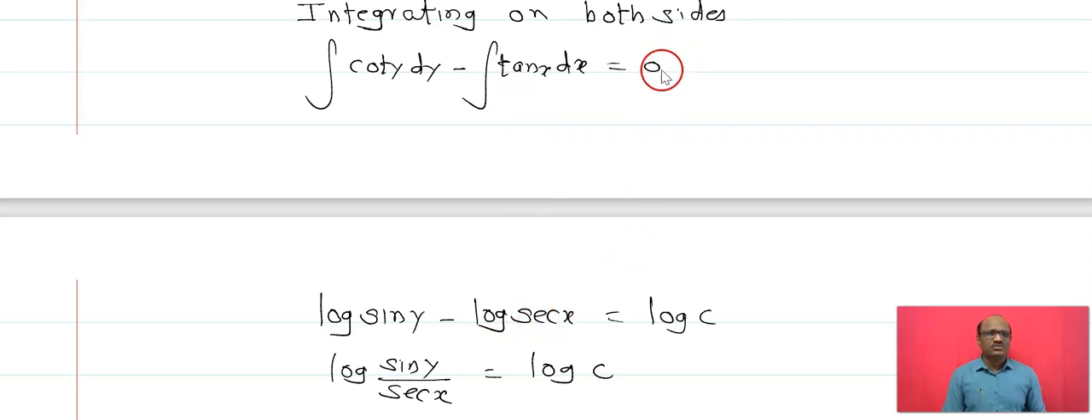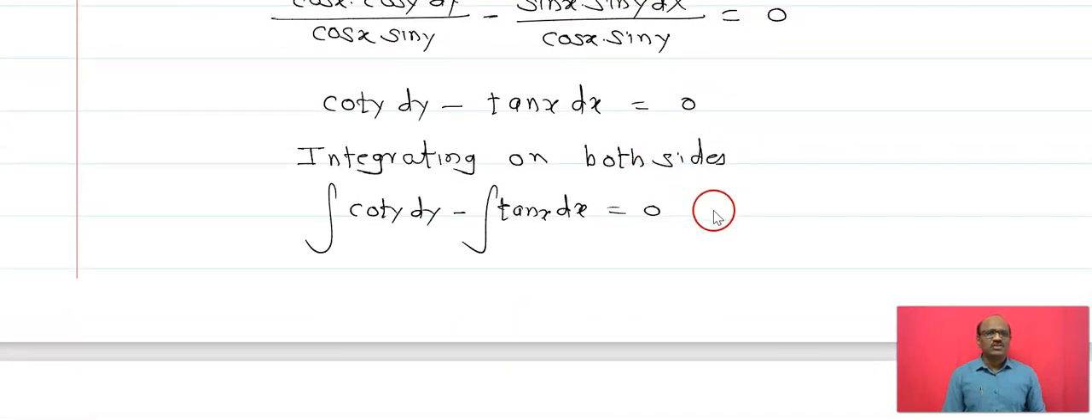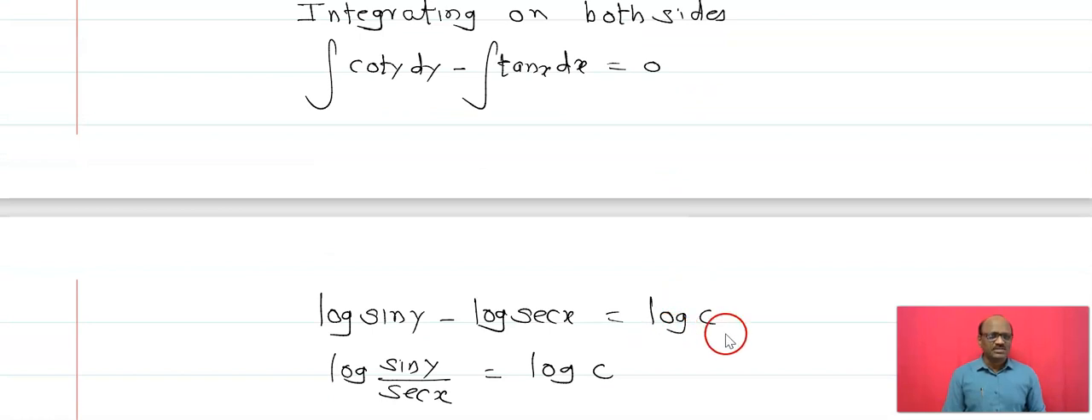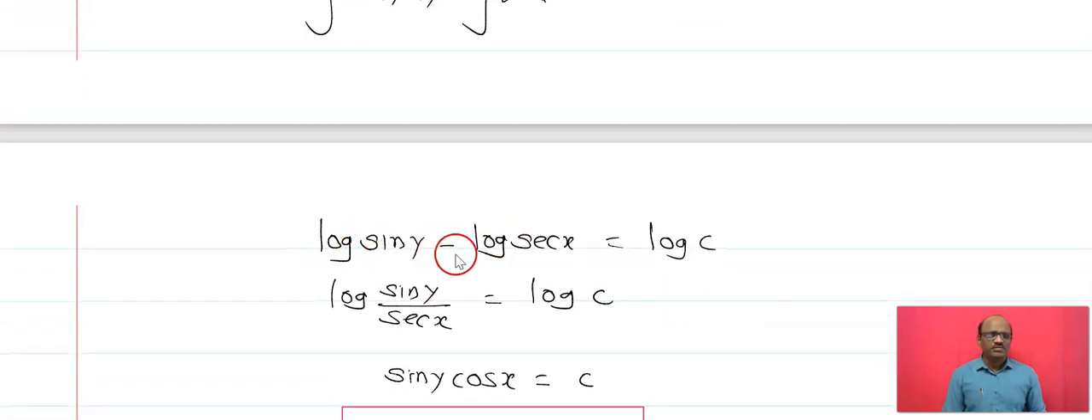And what about their constant? The constant is also in the form of the log, that is the log of c. Now here we will apply the properties of the log, that is the log of m minus log of n, which is nothing but the log of m upon n. And here is the log of sin y upon sec x equals log c.